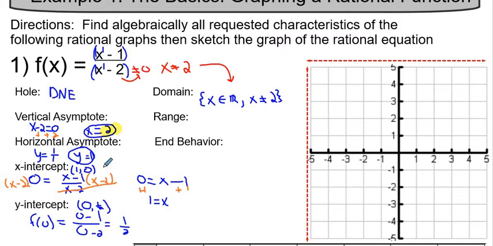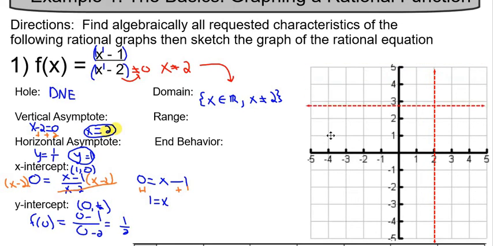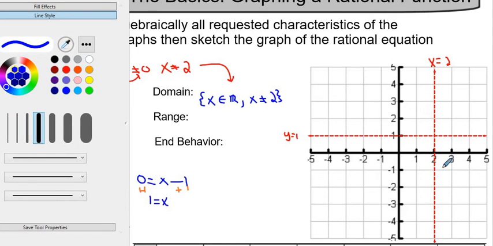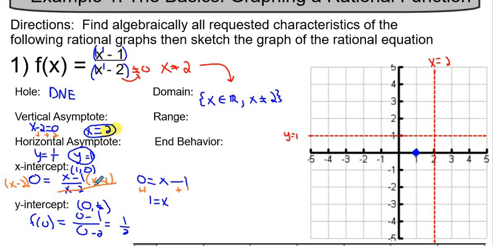All right, so let's now graph what we have. We have a vertical asymptote at x equals 2. We have a horizontal asymptote at y equals 1. So y equals 1 is right there. I'll go ahead and label those for us. So y equals 1 is right there, and x equals 2 is right there. And we have an x-intercept at (1, 0). So let's graph that x-intercept at (1, 0). And we have a y-intercept at (0, 1/2), so I'll put a dot there.